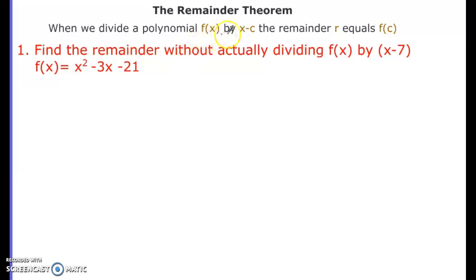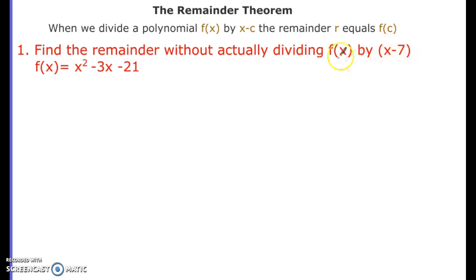The remainder theorem. The remainder theorem says that when we divide a polynomial f of x by x minus c, the remainder r will be equal to the value of the function f at c. So, for example, what that means is, let's say f of x is equal to x squared minus 3x minus 21, and we are dividing by x minus 7.